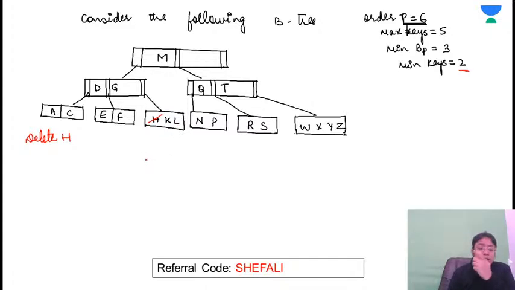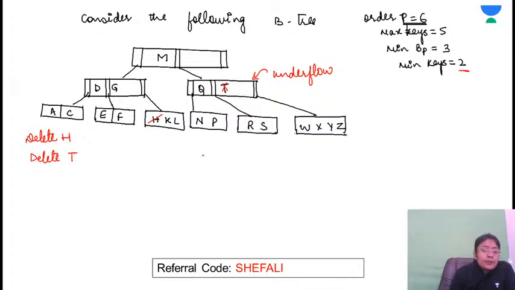Now, delete the next element. I want to delete T. If T gets deleted here, what will happen? This node is having a problem. This is a case of underflow, because minimum keys should be 2, but now after deleting T, it comes out to be 1.